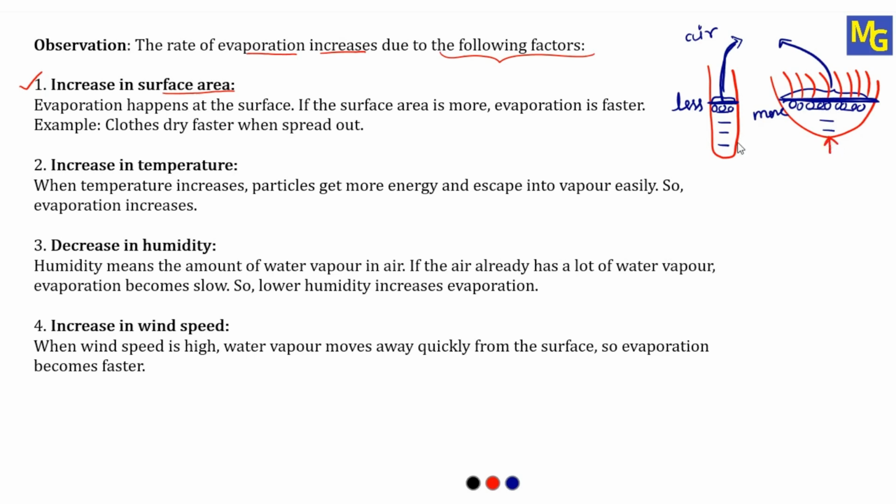So what we can say based on this, evaporation happens at the surface. If the surface area is more, evaporation is faster. Example: clothes dry faster when spread out. Or we can give the same example of the china dish. So in china dish, the surface area of water which is coming in contact with the air or the atmosphere is high. Therefore evaporation rate is faster. Clothes dry faster when spread out means if you wash the clothes and spread them on a thread, they will dry much faster compared to clothes which you bunch together and keep in one place.